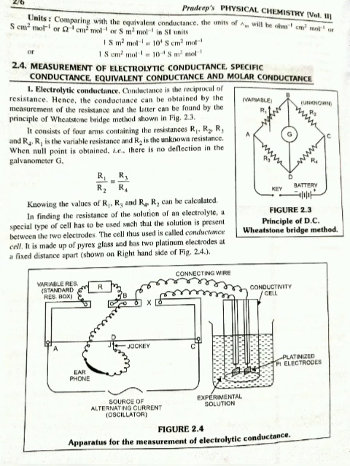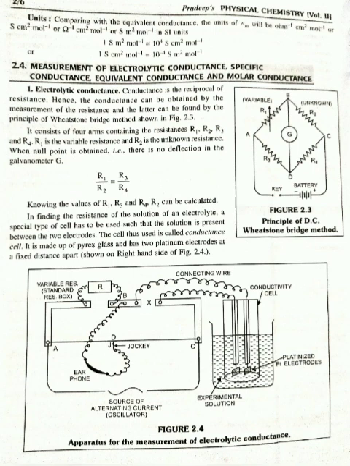First, electrolytic conductance. Conductance is the reciprocal of resistance. Hence, the conductance can be obtained by the measurement of the resistance, and the latter can be found by the principle of Wheatstone bridge method shown in figure 2.3. It consists of 4 arms containing the resistances R1, R2, R3 and R4. R1 is the variable resistance and R2 is the unknown resistance. When null point is obtained, that is, there is no deflection in the galvanometer G, R1 upon R2 is equal to R3 upon R4. Knowing the values of R1, R3 and R4, R2 can be calculated.